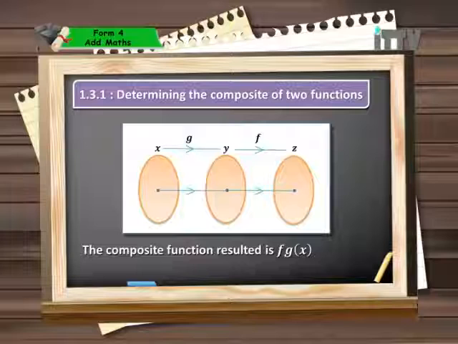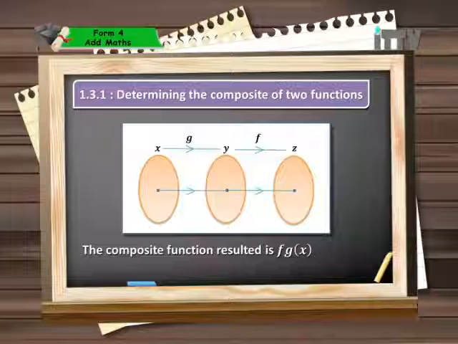Determining the composite of two functions. This time around, in the diagram, you notice that the function g is applied to x values firstly, producing the y values, and then the y values are replaced into the function of f to produce the z values. Therefore, the composite function that is resulted is now called f(g(x)).